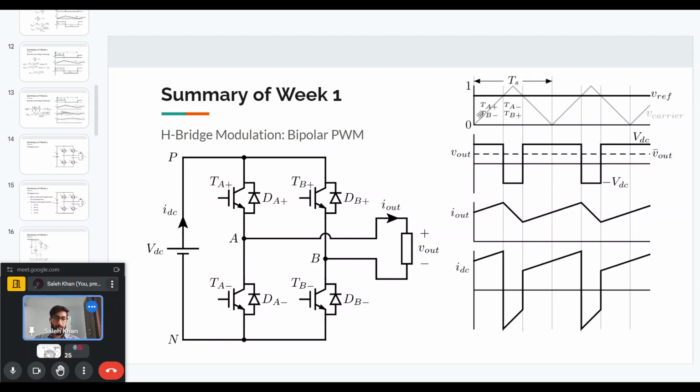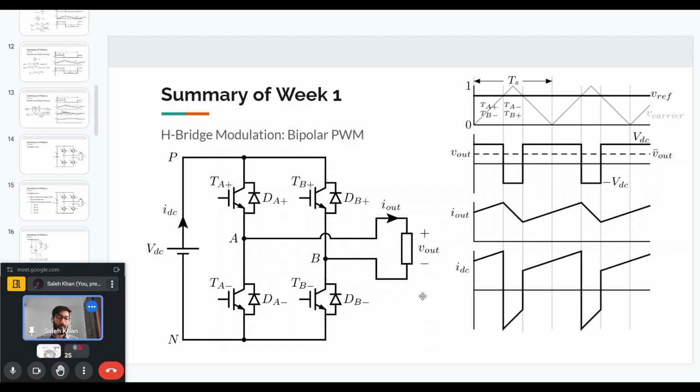The way the pulses are generated for the different control devices in bipolar PWM is that we have a high frequency triangular carrier, which goes from 0 to 1, let's say, and then back to 0 in one switching cycle. And then we have a reference waveform. Here I've shown a basic constant reference waveform just to show how this will work. When the reference is greater than the carrier, during that time we turn on the switches TA plus and TB minus. So the diagonal switches we turn on. In that case, the output voltage will be plus VDC, as we saw previously.